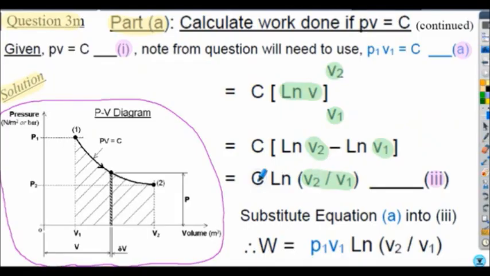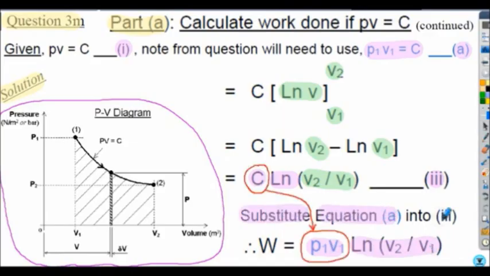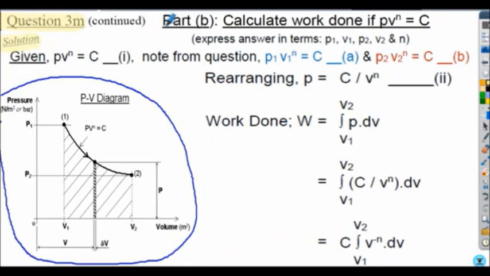So we end up with the equation c multiplied by the ln of v2 divided by v1. Now in this case, to find the solution, we're simply going to insert for constant c equation A shown here. So we end up with the solution of w, work done, is p1 v1 multiplied by the ln of v2 divided by v1. That's substituting equation A into equation 3. So that's the solution to question 3 part A.